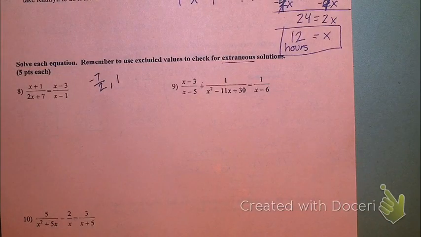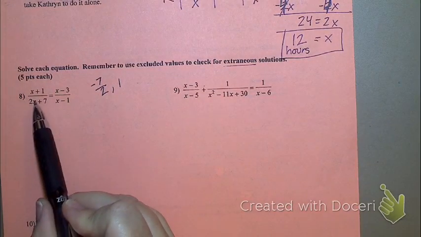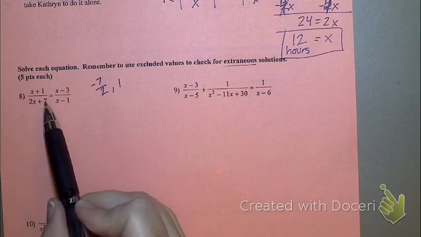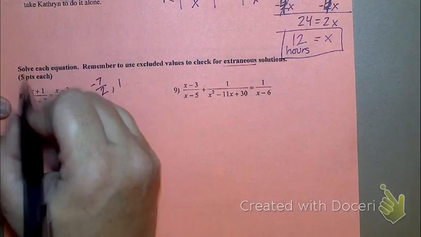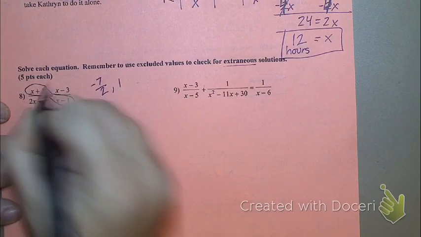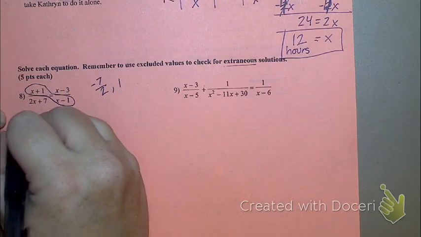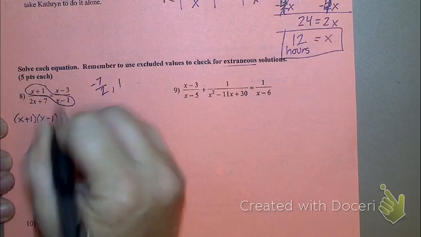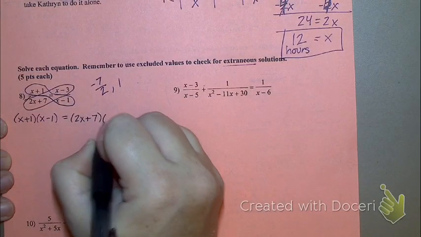Do I need an LCD for this one? Yes. Usually the answer is yes. However, because this one is in the fraction equals fraction form, I don't need an LCD. What can I do for fraction equals fraction? Cross multiply. And I don't need to worry about an LCD. So let's see. Can I use the LCD method? Absolutely. But I don't have to in this case. So let's see. x plus 1 times x minus 1 equals 2x plus 7 and x minus 3.